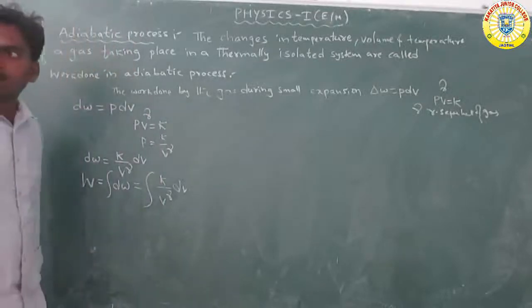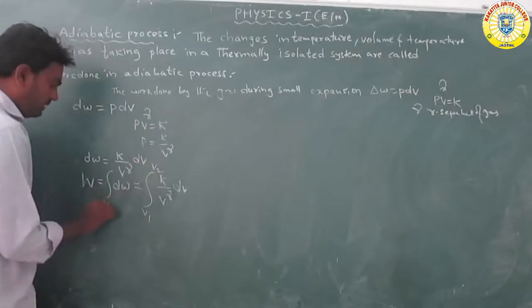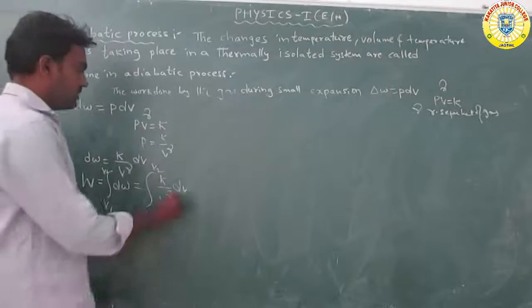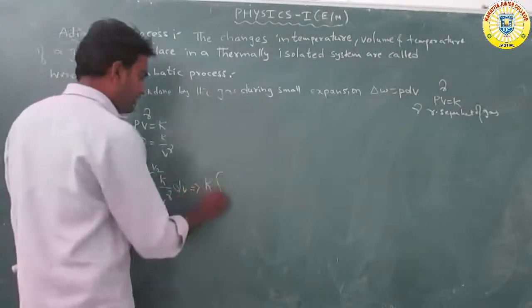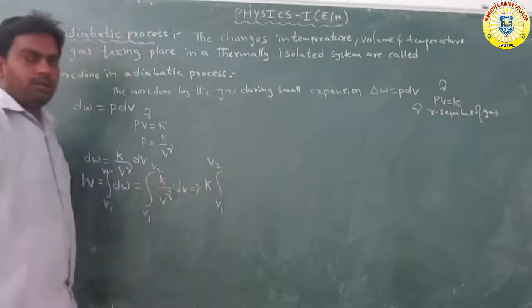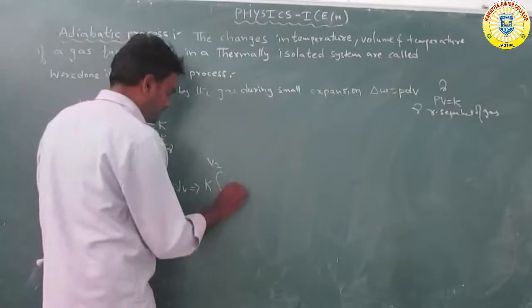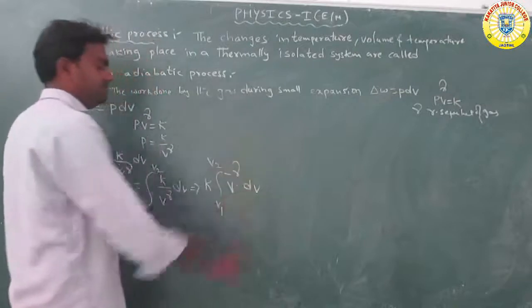The limits are taken as V1 and V2. The constant is taken outside. In the remaining equation, between V1 and V2, we have V to the power of gamma in the denominator, which we can write as V to the power of minus gamma dV.